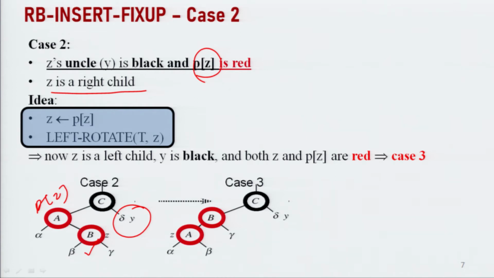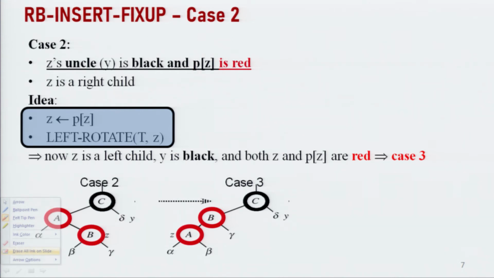So, we convert it into case 3. How do we convert it? Now, the parent of Z becomes Z. Earlier it was Z, now this parent of Z would become the Z. Now, what do we do? We perform the left rotation with respect to Z. If we perform a left rotation here with respect to Z, anti-clockwise, then B will become the parent and A will become the left child. Just see here, B has become the parent and A has become the left child.